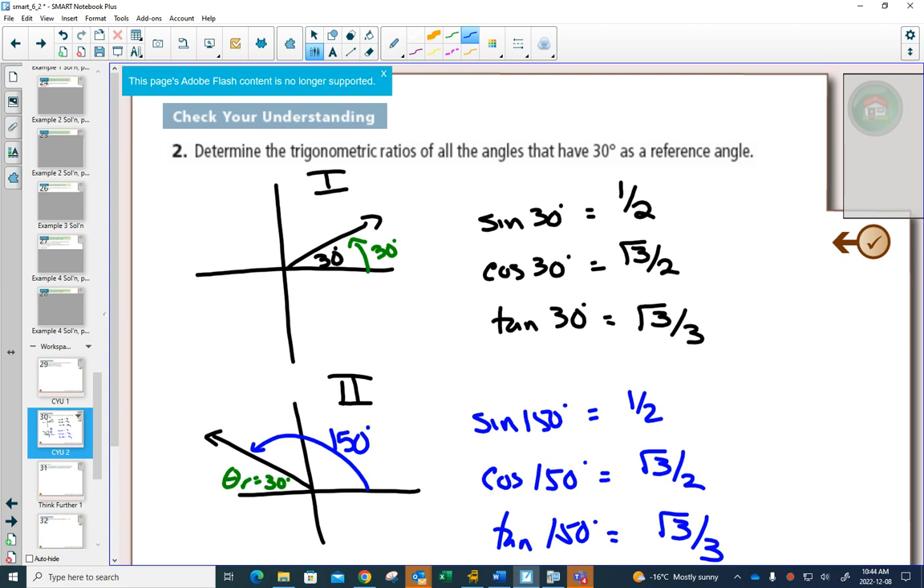But the cast rule, now that I'm looking in quadrant 2, says that sine is positive. These ones, cos and tan, will be negative.